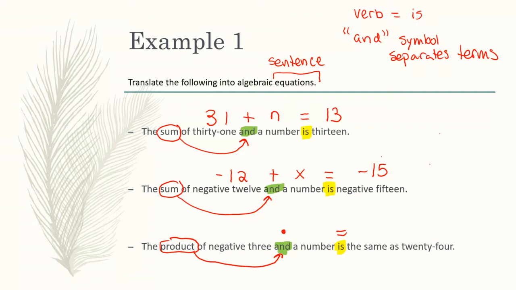Now, third one here, I have the multiplication symbol, so I have to fill in the left of the multiplication and the right of the multiplication. Left of the multiplication, I have -3.